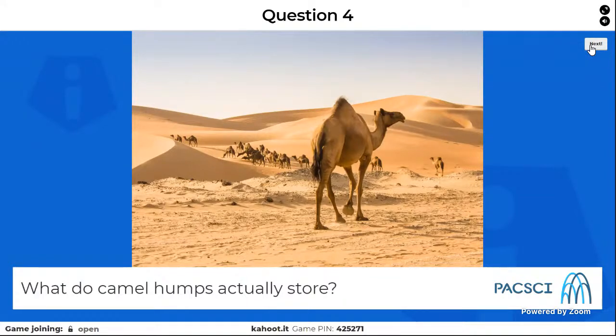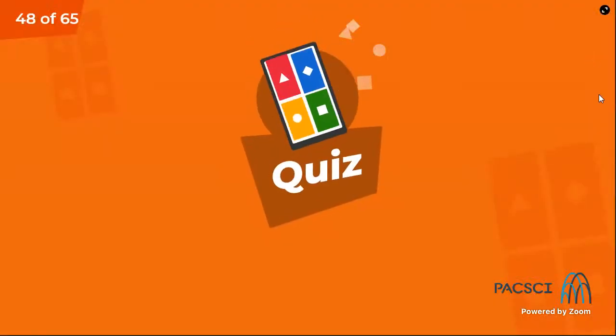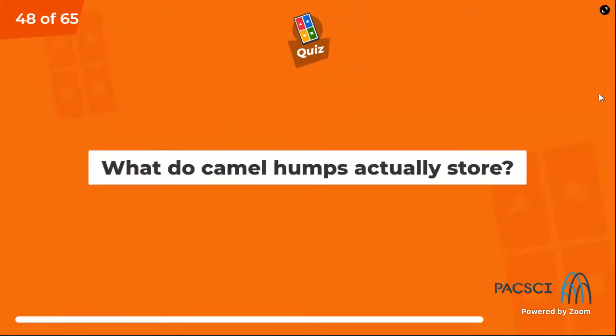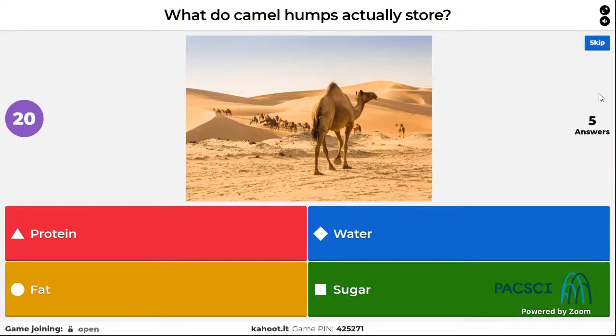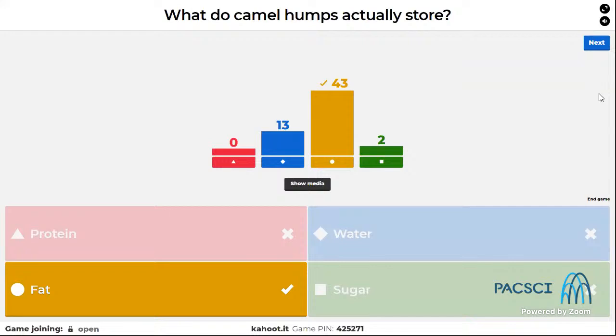Do camel humps actually store? We know they store something. Does a camel in its hump store protein, water, fat, or sugar? Again, this is a good one for the difference between popular movies and good understanding of science. Yep. We know that the camels, desert's a hard environment. They have to use their humps, also because they don't have trunks. It is fat. That is exactly correct. And 43 people getting that answer correctly. They store fat in their hump.